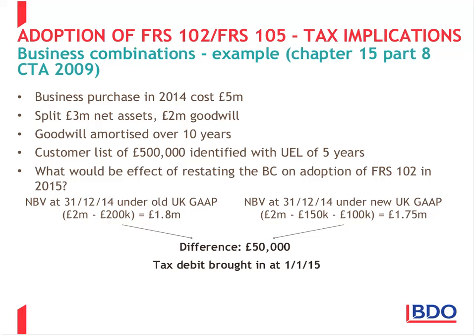Under new UK GAAP, FRS 102, we would still have £2 million worth of goodwill, but we would amortise the goodwill of £1.5 million over 10 years, that's £150,000, and the customer list of £500,000 over 5 years, that's £100,000, leaving a balance sheet value of £1.75 million. That is a difference of £50,000, which is brought into account at the 1st of January 2015.